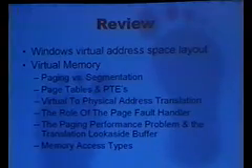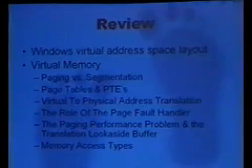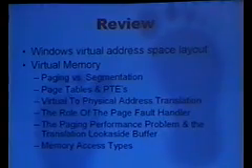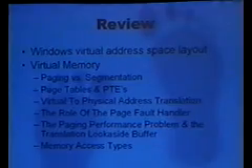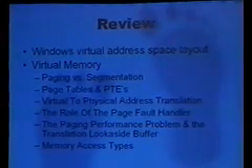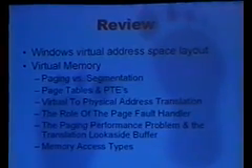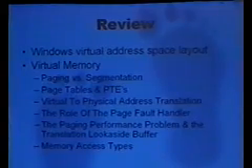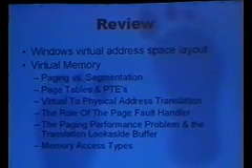Since this technique primarily involves subversion of the virtual memory system, I know probably for most people it's been a while since they've had a computer science class in operating systems. So we're going to do a brief review of some of the virtual memory concepts. The first thing we're going to talk about is the Windows virtual address space layout.